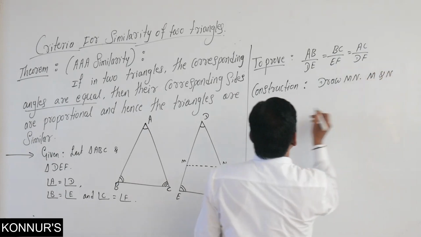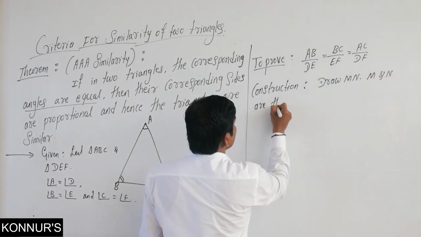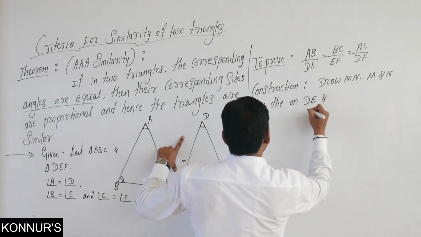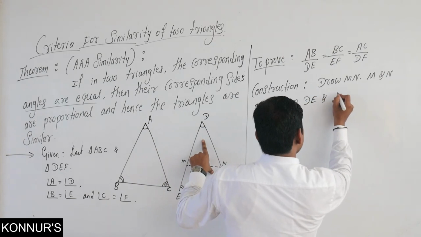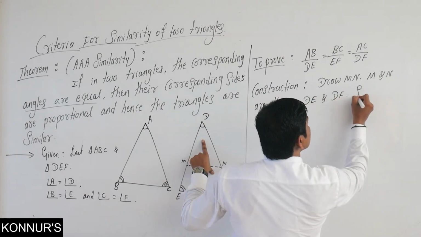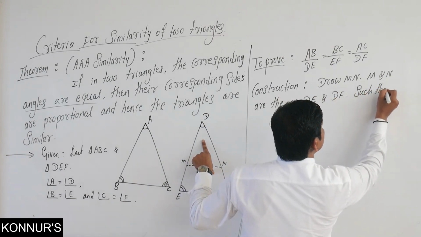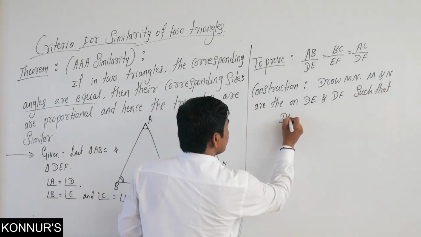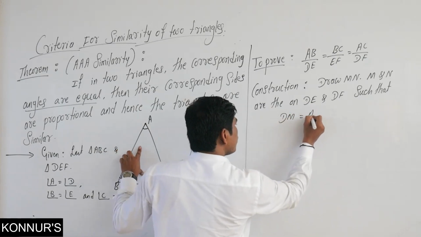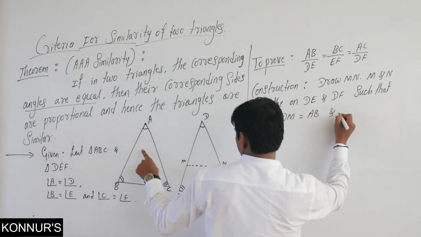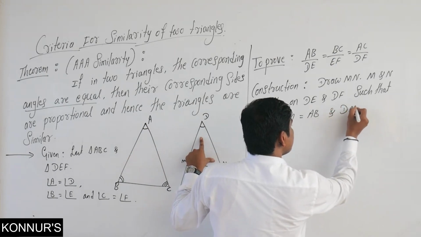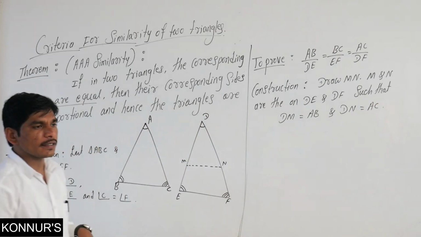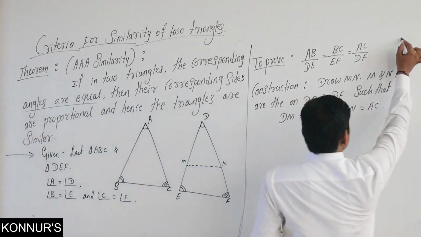M and N are the points on DE and DF such that DM is equal to AB and DN is also equal to AC. This is the construction part. Next one, the proof part.